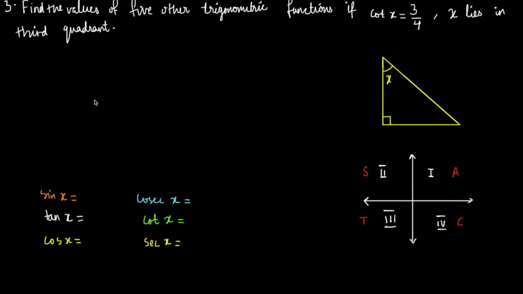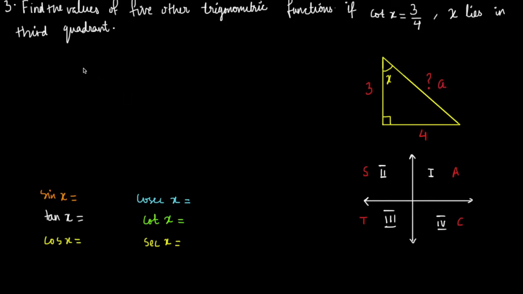Find the values of 5 other trigonometric functions if cot x is equal to 3 by 4, x lies in the third quadrant. Okay, so we have a triangle here. Cot x equal to 3 by 4 would mean this is 3 and this is 4. So we need to find the third side. What is this side? Let's just call it a.